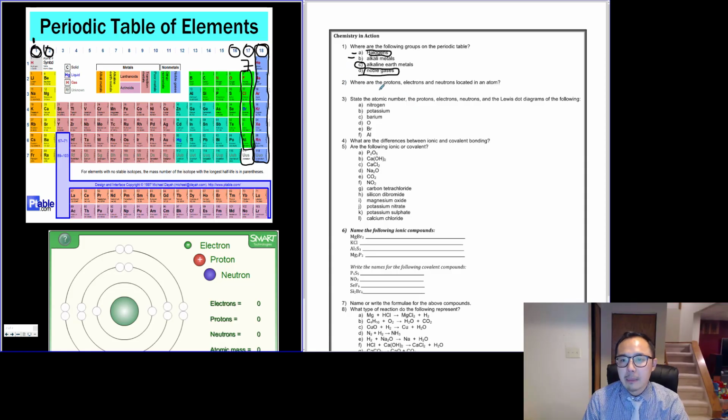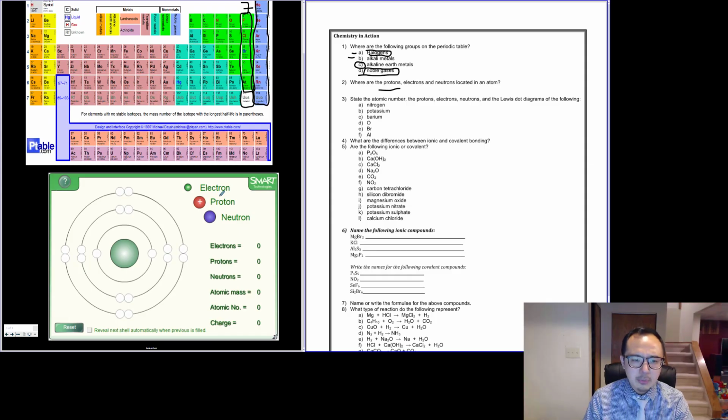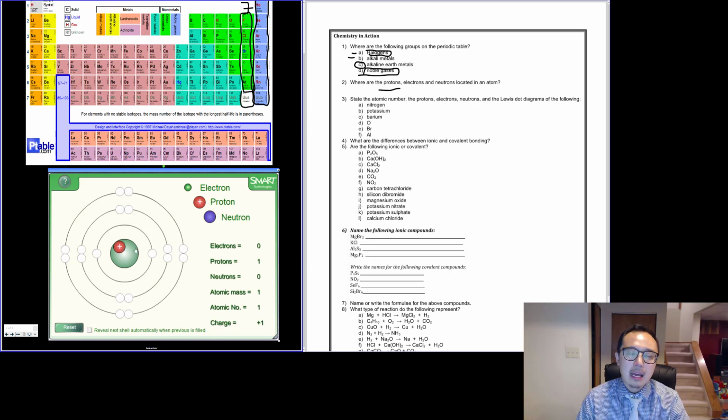For number 2, this is looking at the basics of the atom: the protons, electrons, and neutrons located in an atom. Here I have a really useful smartboard flash that shows you building an atom. Your protons are found in the nucleus in the center, and they all have the positive charge. In a neutral atom, you have the same number of positive and negative charges. If I have 1 proton, I need 1 electron to balance out the charges. If I have 2 protons, I have to have 2 electrons.